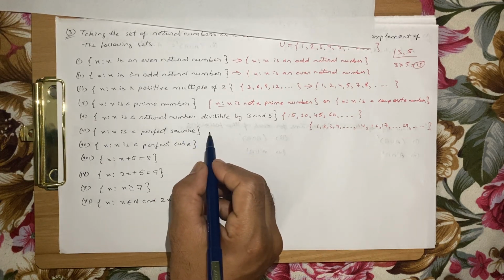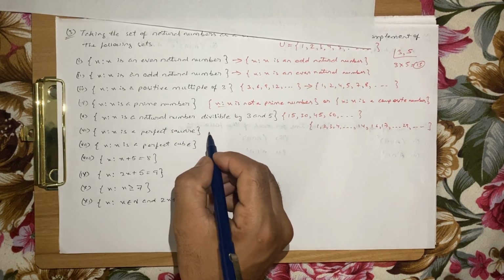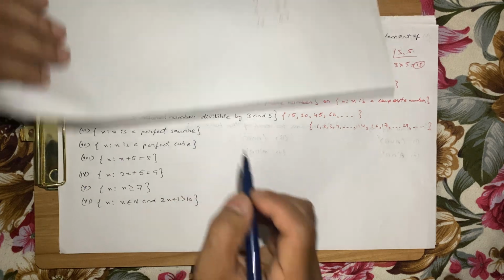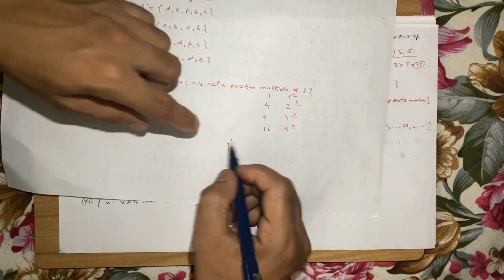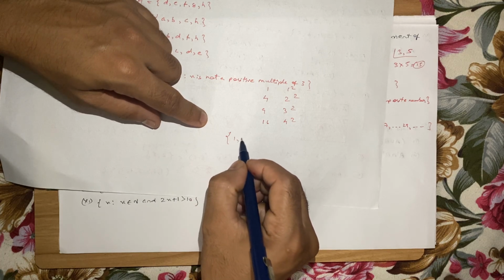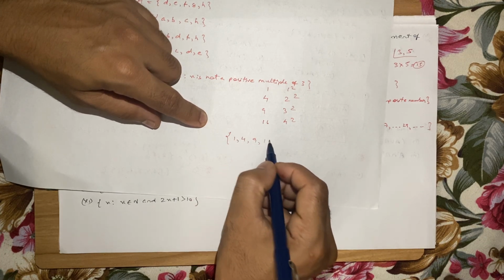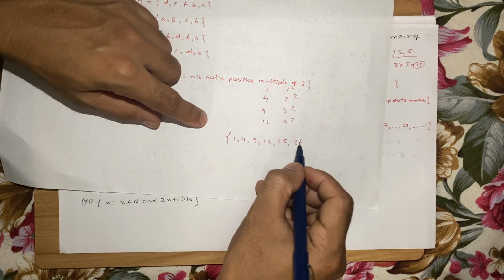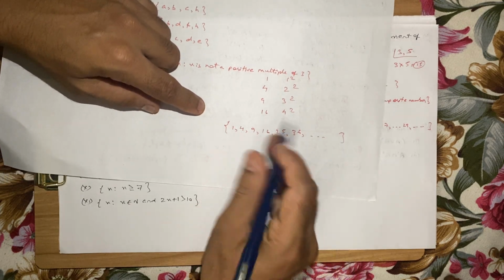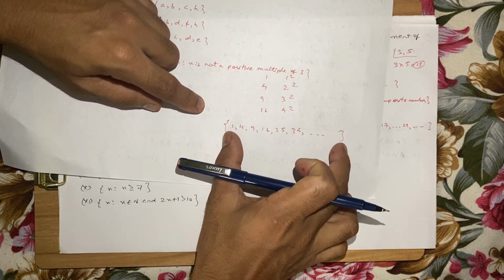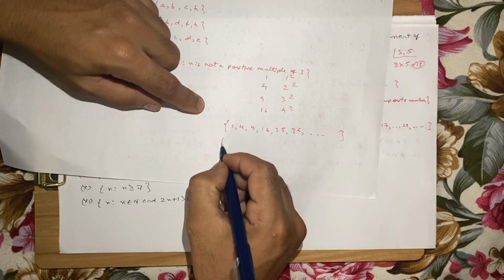So in this question, all the elements that will be present will be perfect squares. So the elements of this set are what? 1, then 4, then 9, then 16, then 25, then 36, and so on. It will go on. So the complement of this set will be what? Elements that are not perfect squares.